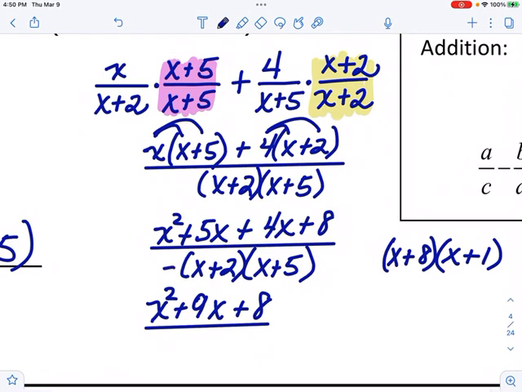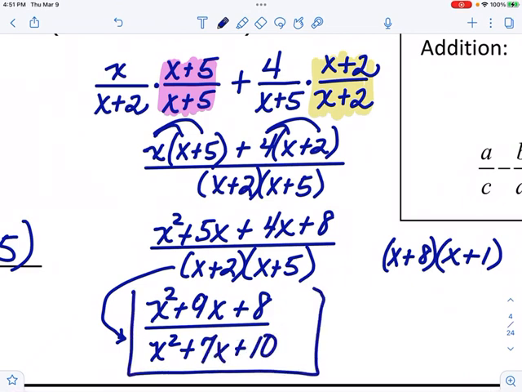So what I'm going to do is take this denominator and multiply it through as x squared, and that's going to be 2x plus 5x. So that's going to be a 7x plus 10. So my final answer is this.